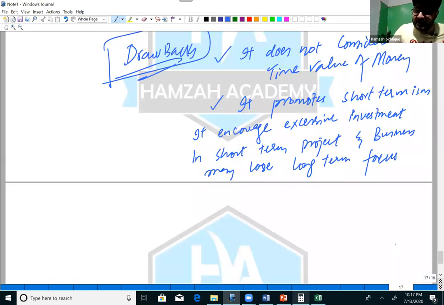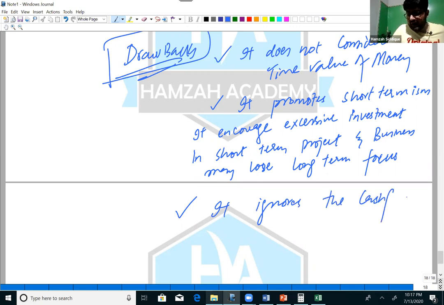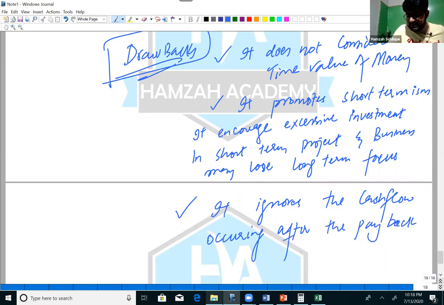And the third, a very important drawback: it ignores the cash flows occurring after the payback period. Now I will explain it.